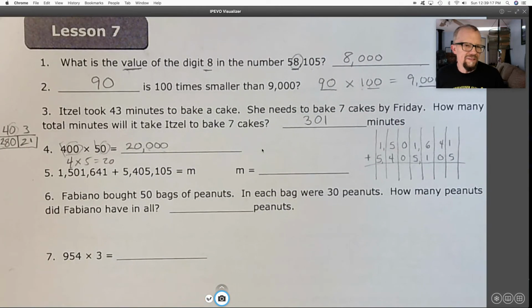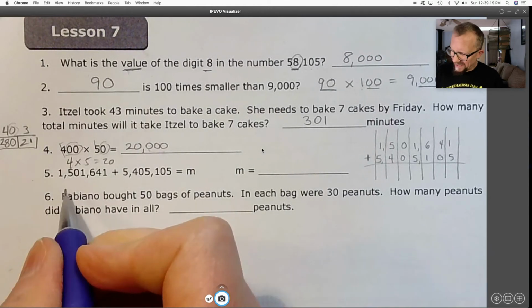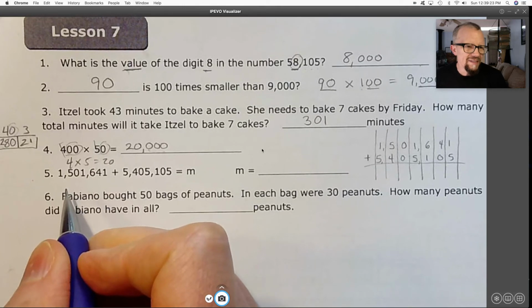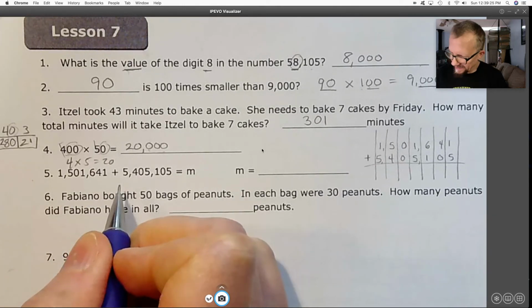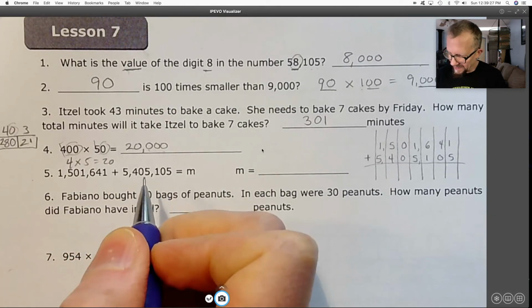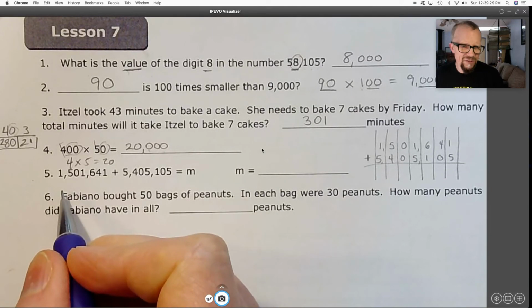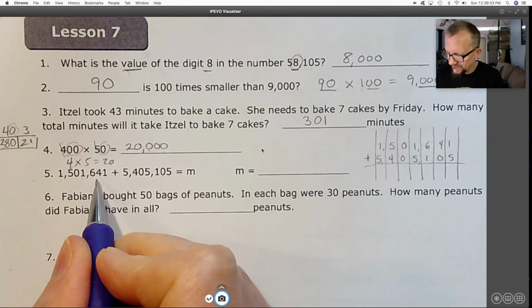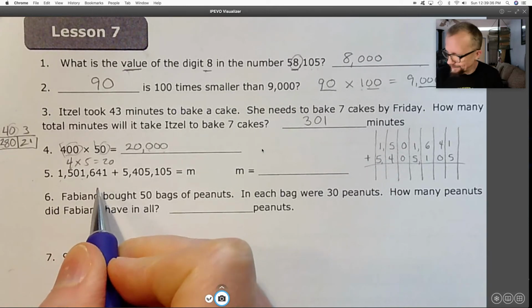Number 5, we have 2 really big numbers. And after I say these, I would pause the video and say them back yourself. Learning to say big numbers like this is an important skill. So listen to me say them, then pause it and see if you can say it back. This number is 1,501,641. Now you say it.